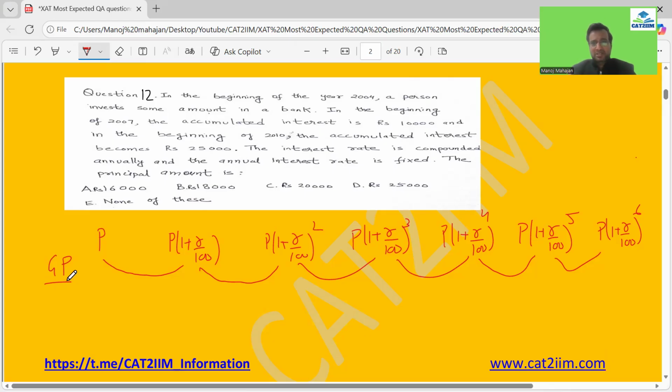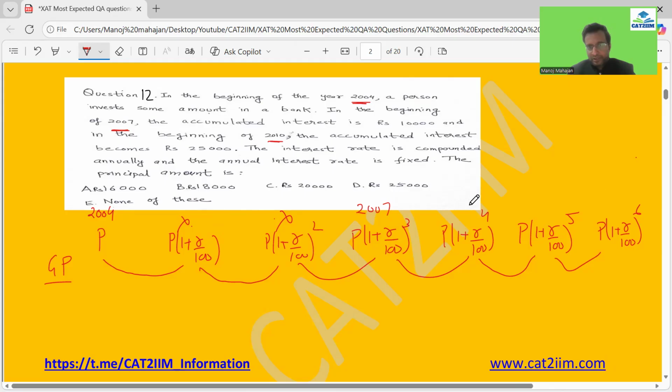So over here, it's a slightly difficult problem because what they have given is, let's say in the beginning, 2004, you had some principal, you invested something, right? Now they have not given for the next year, right? Over here, they are talking about 2007. So let's say 5, 6, 7. So we are not having this part and this part out here. So they're saying from 2004 to 2007, and then they're saying in the beginning of 2010, the accumulated interest becomes 25,000.